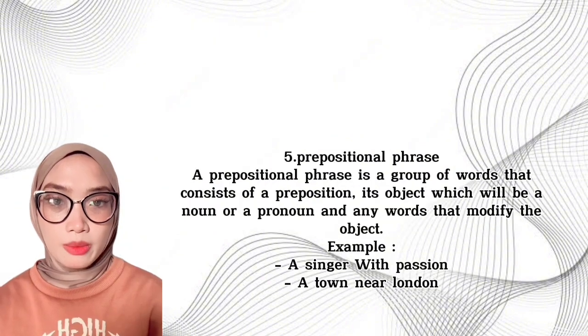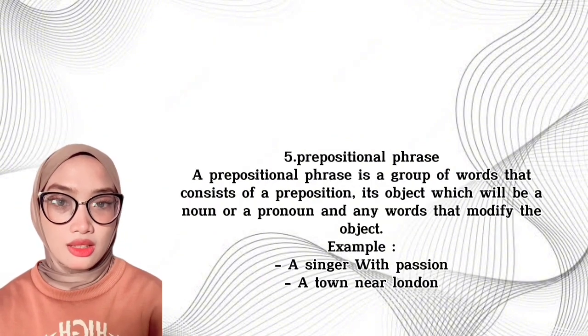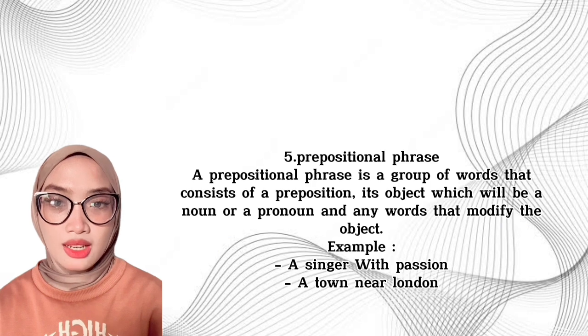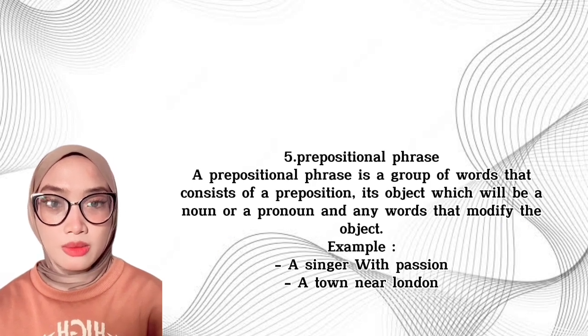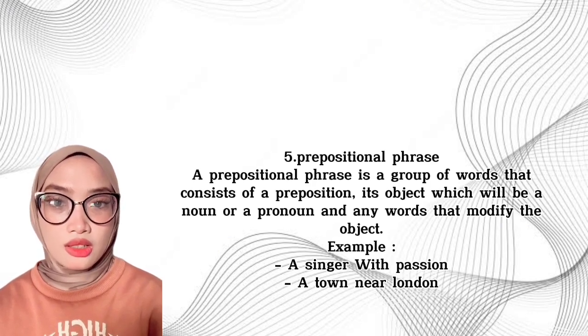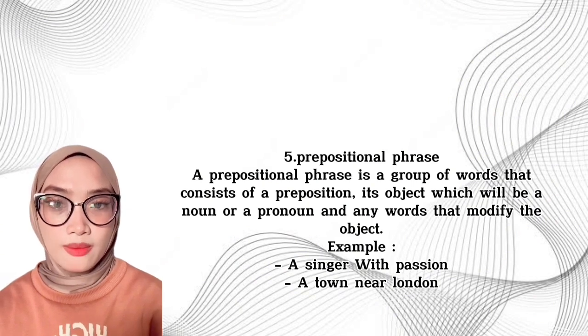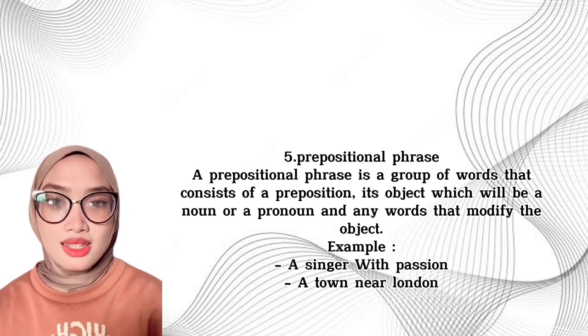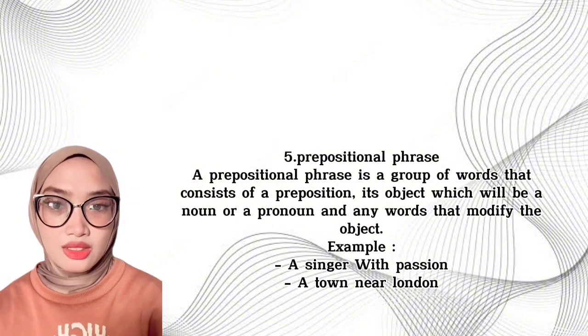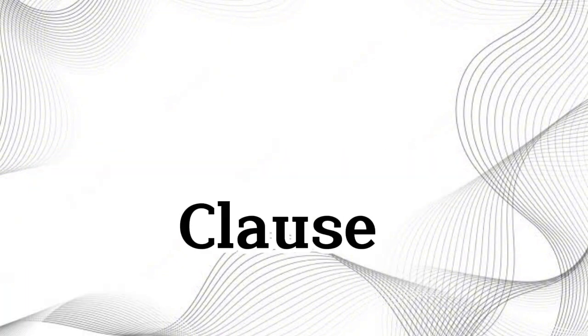A prepositional phrase is a group of words that consists of a preposition, its object, which will be a noun or a pronoun, and any words that modify the object. Example: a singer with passion, a town near London.